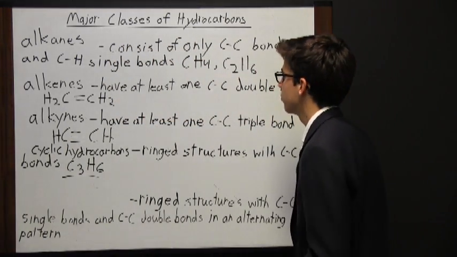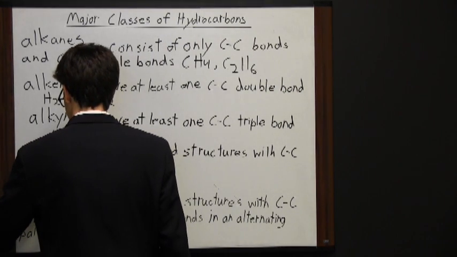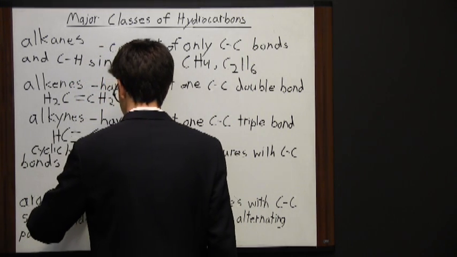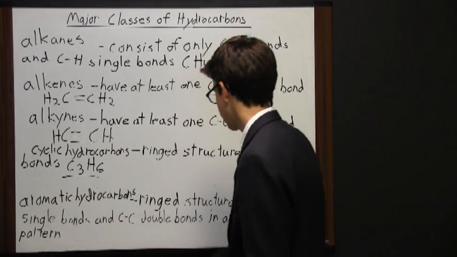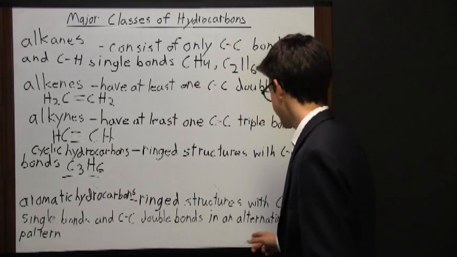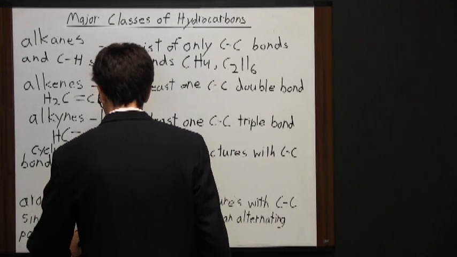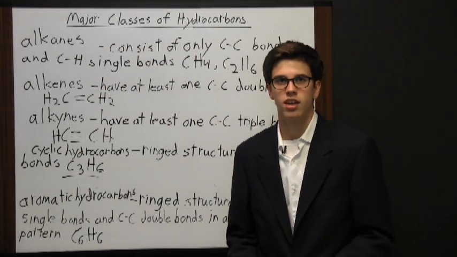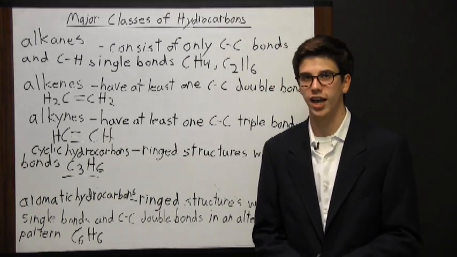Now the fifth and final major class of hydrocarbon that we're going to take a look at is aromatic hydrocarbons. Aromatic hydrocarbons are ring structures with carbon-carbon single bonds and carbon-carbon double bonds in an alternating pattern. An example of that is benzene, which has 6 carbon atoms and 6 hydrogen atoms. Benzene is an aromatic hydrocarbon and is a widely used organic solvent.